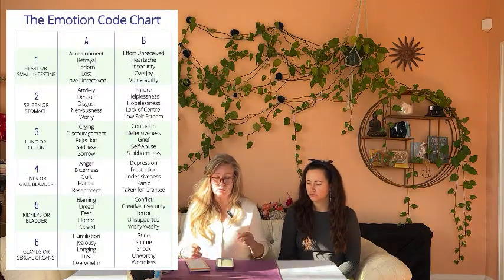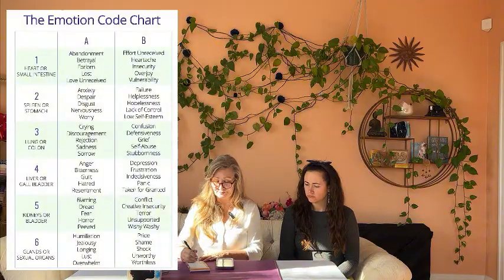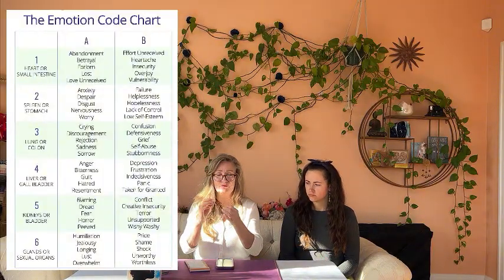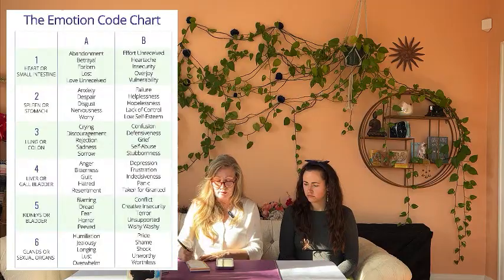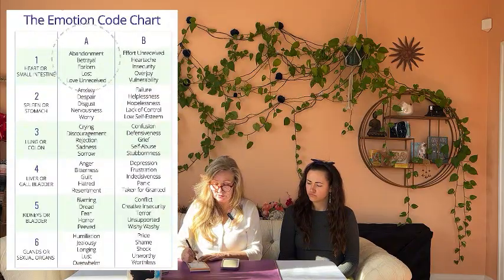All right, so as we continue, where are we going? Is there still more trapped emotion here? Yeah, okay, so column B, column A. 6, 5, 4, 3, 2, 1. Okay, so where are we going? Is it abandonment, betrayal, forlorn, lost, love unreceived? Okay, so let's see.